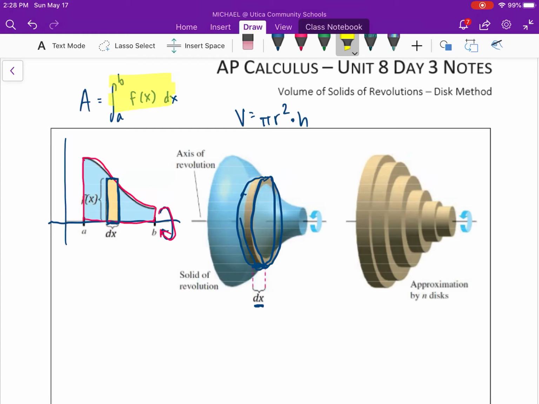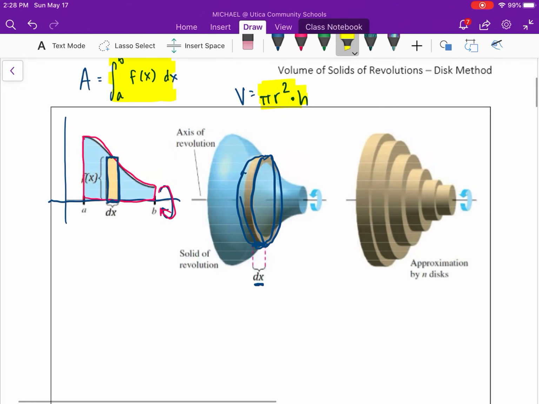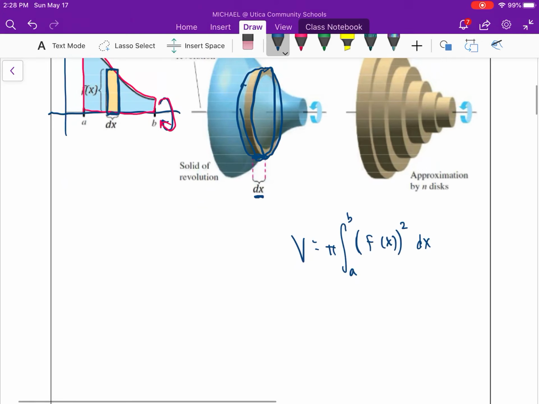Just like in the area, where we take the integral from a to b of that function, to find the volume we're going to take the integral from a to b of this volume function. So the volume is going to be the integral from a to b of pi times r, and in this case r is going to be that function value squared, and then the height becomes that dx. So that's where we're going to get that from.